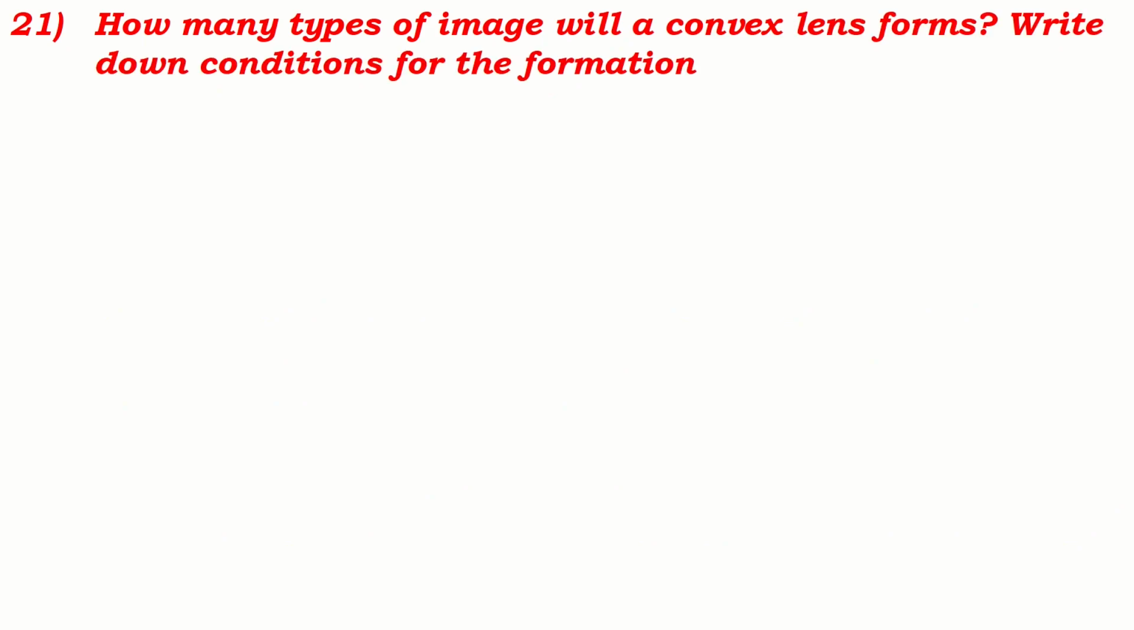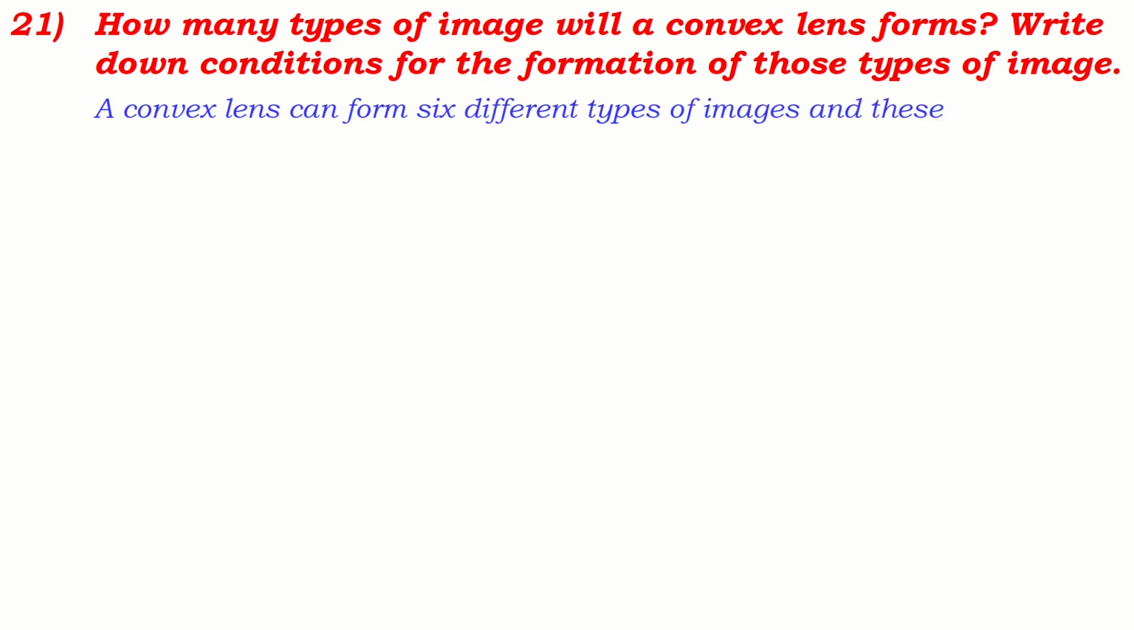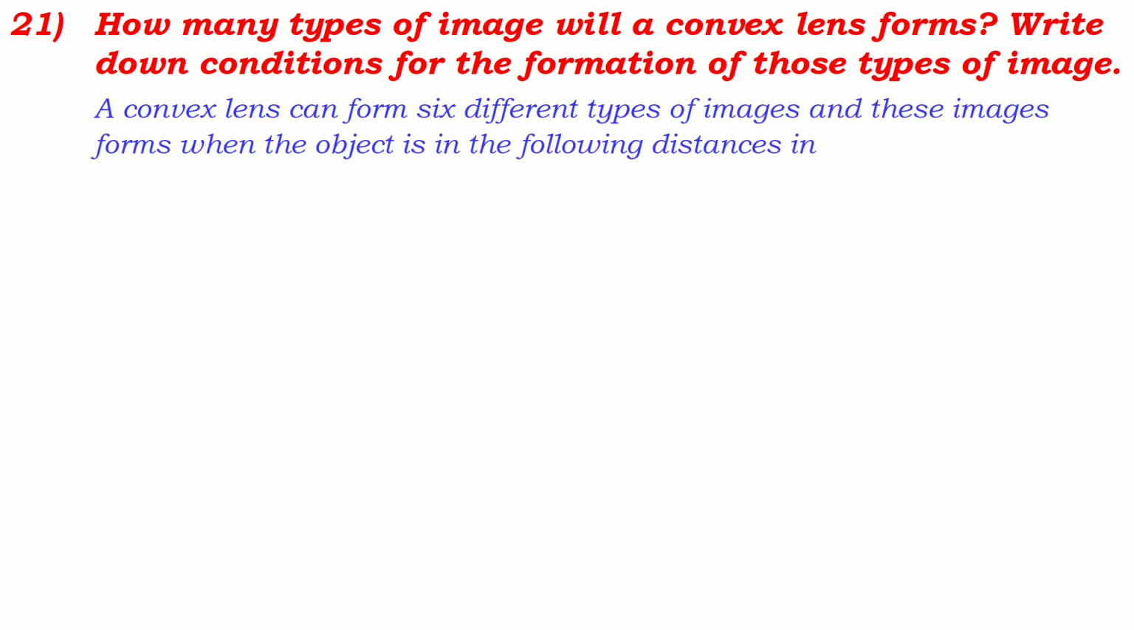A convex lens forms different types of image. Now, how many types of image will a convex lens form? Write down the conditions for the formation of those types of image. This is one question. A convex lens can form 6 different types of image, and these images form when the object is at the following distances in front of the convex lens.